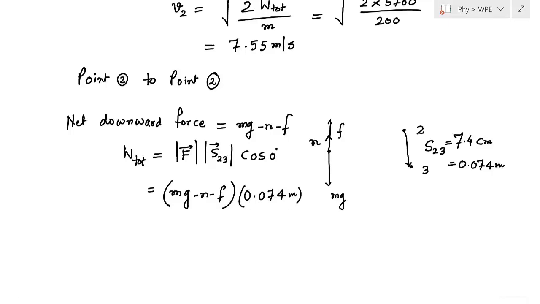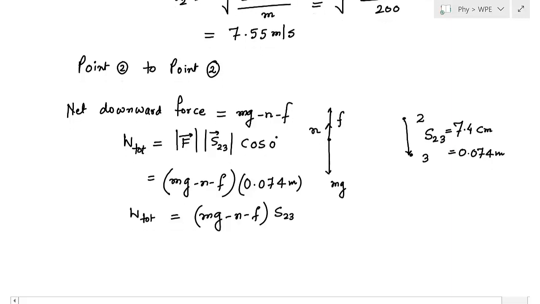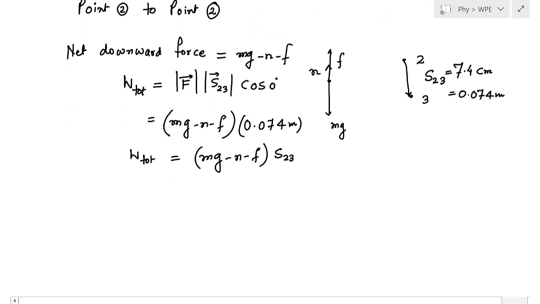So this is the total amount of work. We will plug all this value in the end. So this is mg minus n minus F, and this is S23, that is 0.074. Now apply the work energy theorem. So what is the work energy theorem? Total work done is nothing but change in kinetic energy, and the change in kinetic energy from point 2 to point 3 is nothing but kinetic energy at point 3 minus kinetic energy at point 2.